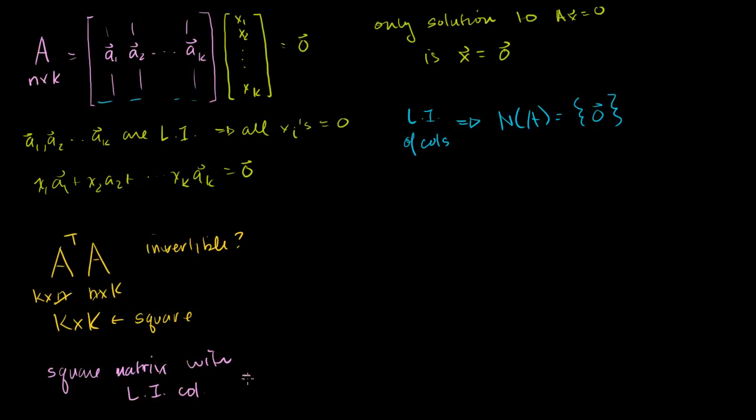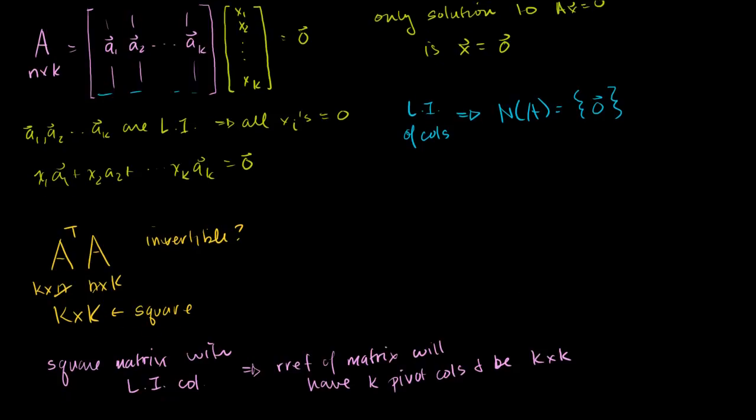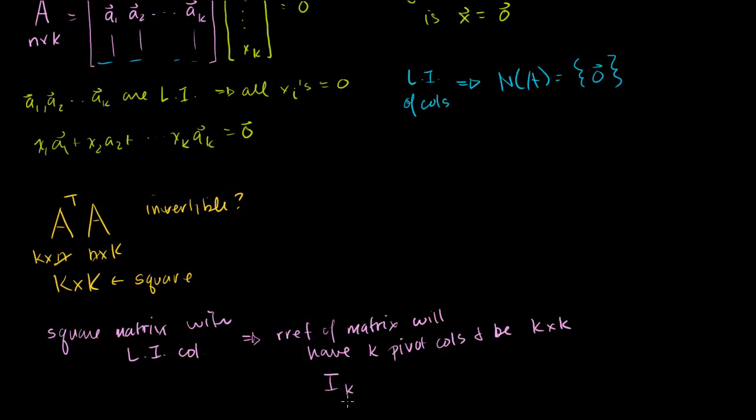So if it's a k by k matrix, that means the reduced row echelon form of the matrix will have k pivot columns, and be a square k by k matrix. And there's only one k by k matrix with k pivot columns, and that's the identity matrix, the k by k identity matrix. And if when you reduce something to reduced row echelon form you get the identity matrix, that means your matrix is invertible.